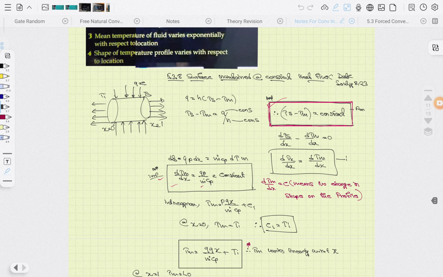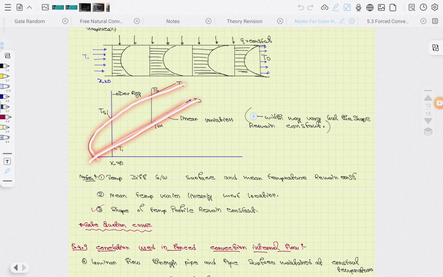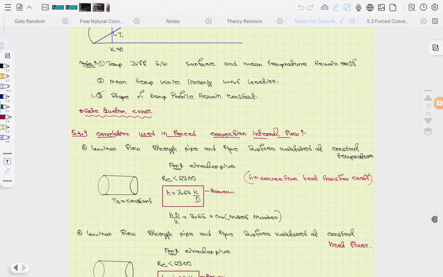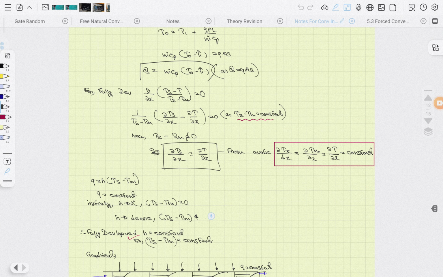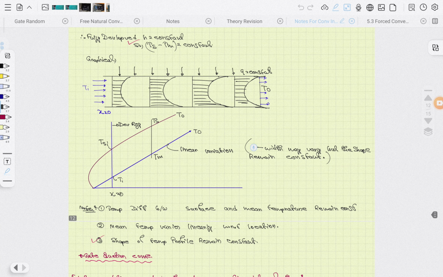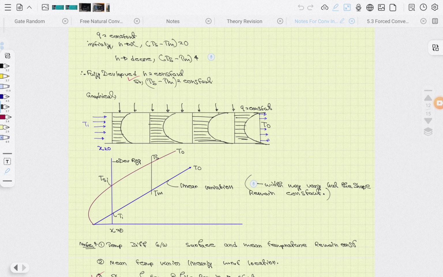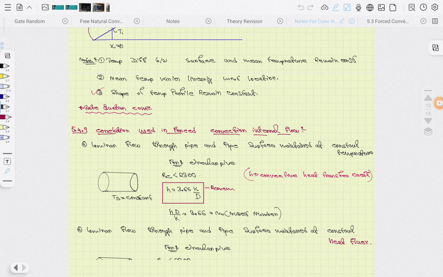When the surface is maintained at constant heat flux, then what will I get? So it is a constant heat flux, this is the value, this temperature. So a GATE question will come from here. So dT by dx is constant, equal to h into Ts minus Tm. So Ts and Tm, these are the two temperatures. Just don't read, just try to go deeper.